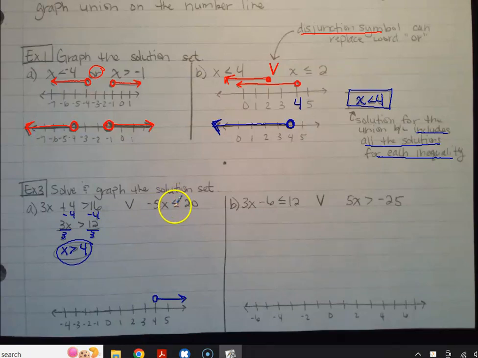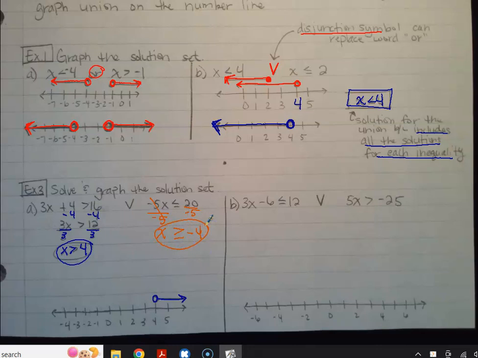Negative 5x is less than or equal to 20. So we're going to divide by negative 5, which I'm going to go ahead and flip my sign right away because I divide by negative. Otherwise, I forget a lot. So I divide both sides by that. Our negative 5's canceled, and I have x is greater than or equal to negative 4.